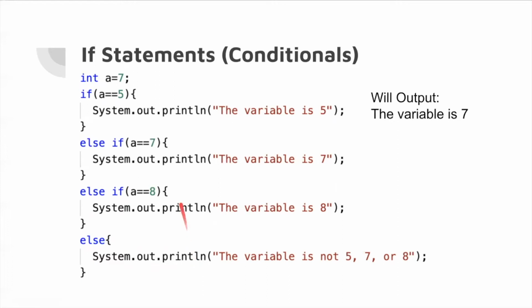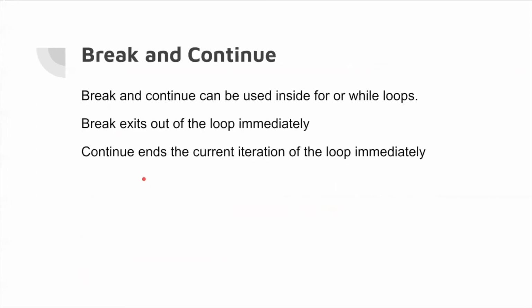All right, so this piece of code would output the variable is 7 because A is 7. So this condition is false because 7 is not equal to 5. So it moves on to this statement right over here. So it tests if this condition is true, and it's true. 7 is equal to 7. So therefore, it runs this block of code right over here, and it ignores these two. All right, so that was basically while and if statements in a nutshell.